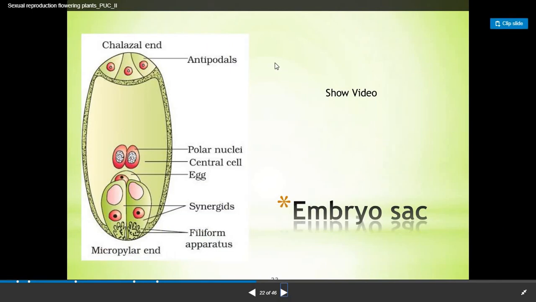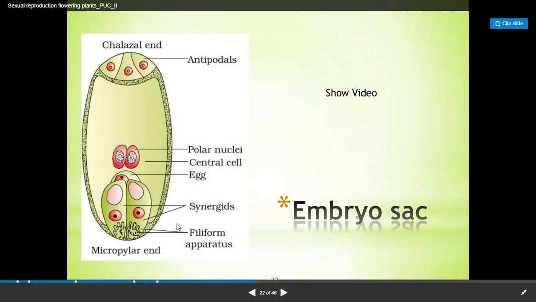This is the whole figure given in your NCERT book, showing how the formation of the embryo sac results. 3 cells or 3 nuclei arranged at the chalazal end are known as antipodals. 2 at the central position are known as polar nuclei, and 3 are arranged at the micropylar end. Out of these, 2 are synergids and 1 is egg. Together they form the egg apparatus. Here the filiform apparatus is shown, which guides the entry of the pollen tube.